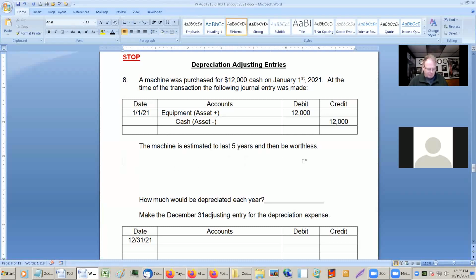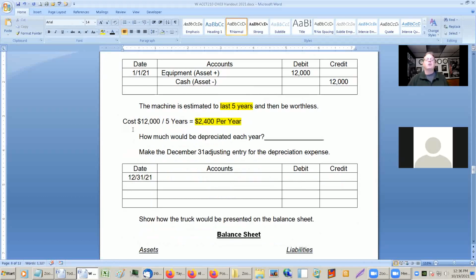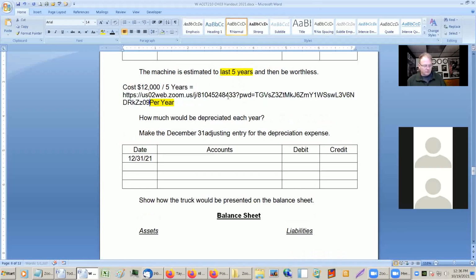2,400. Yep. So the cost is 12,000. We're going to divide it by 5 years, since it's going to last for 5 years. So it's $2,400 per year.